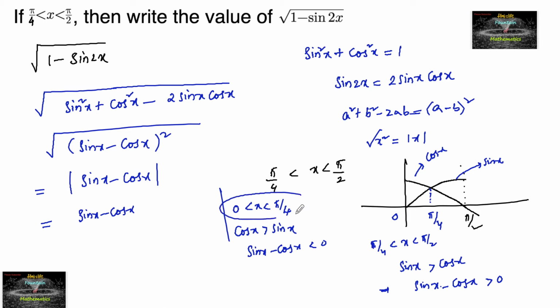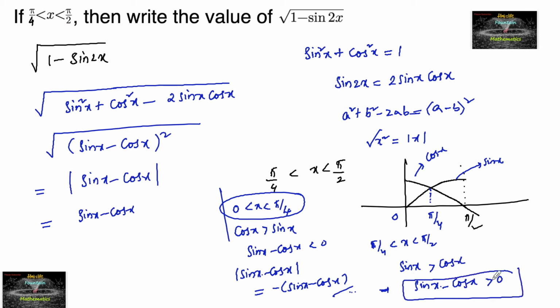Suppose if this interval is given, then you have to give the answer mod of sin x minus cos x, which is equal to minus of sin x minus cos x, or cos x minus sin x. But for this interval pi by 4 to pi by 2, sin x is greater than cos x, so sin x minus cos x is positive, so sin x minus cos x is the answer. Okay, thank you.